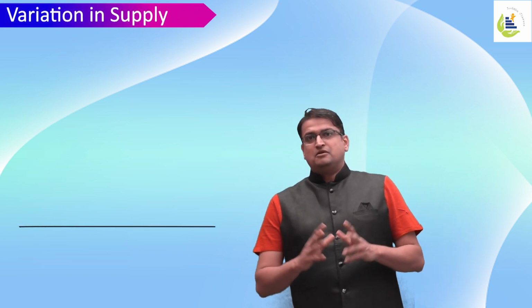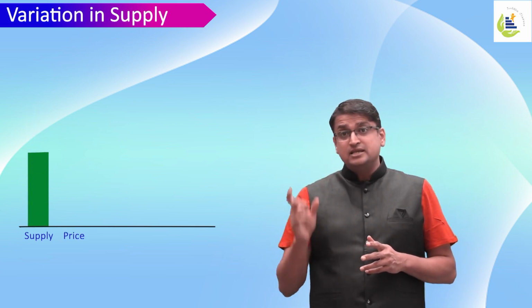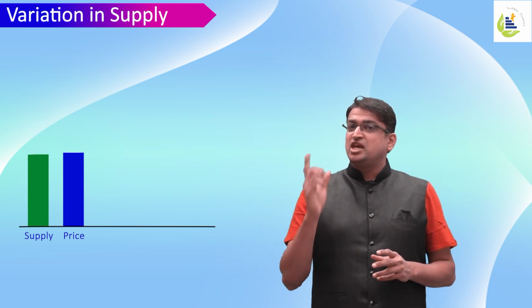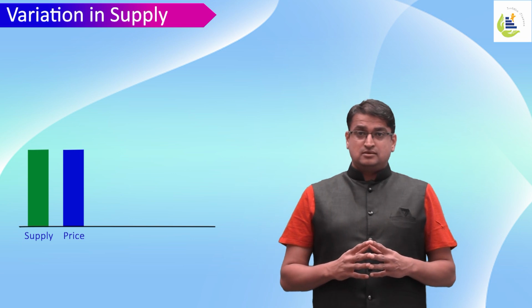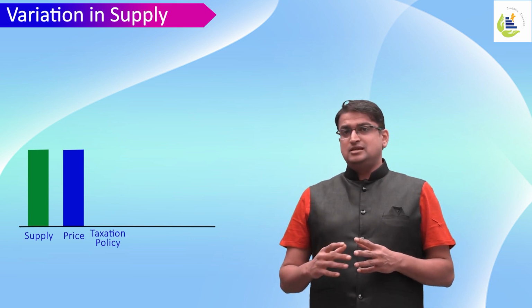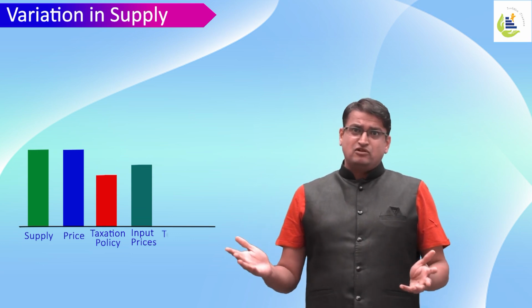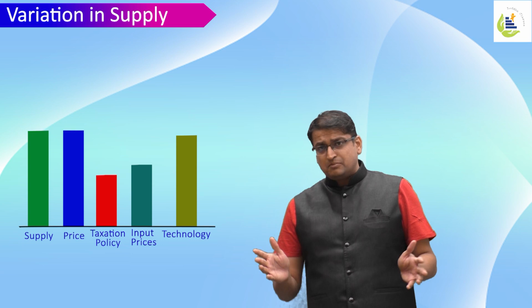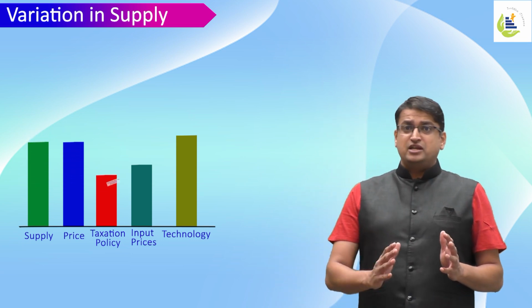What is variation in supply? It is when there is a change in the quantity supplied due to price only. If there is a change in the quantity supplied and other factors remain constant, like taxation policies, input prices, level of technology, and there is a change in the quantity supplied due to price only, then we call this concept variation in supply.